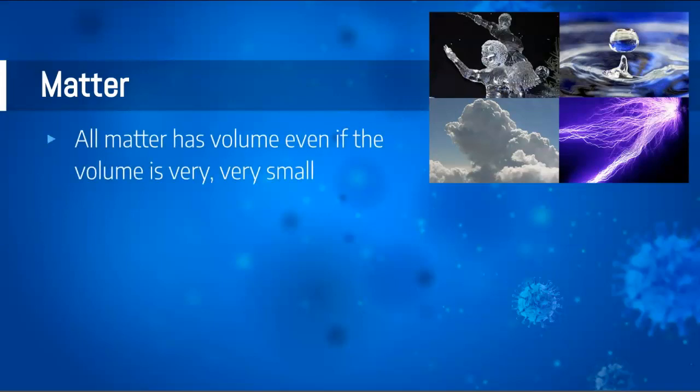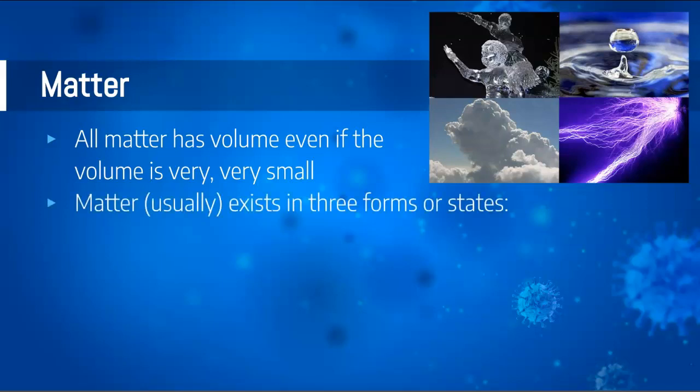Now, all matter has volume. So no matter how big or how small an object is, it will occupy some space. And when we think about large objects, that's fairly easy to visualize. But when we think about small objects, and I mean really, really, really small, it's a little harder to visualize. Now, if you were to take any object or any substance and break it down into smaller and smaller and smaller pieces, even those tiny little pieces are still going to have volume.